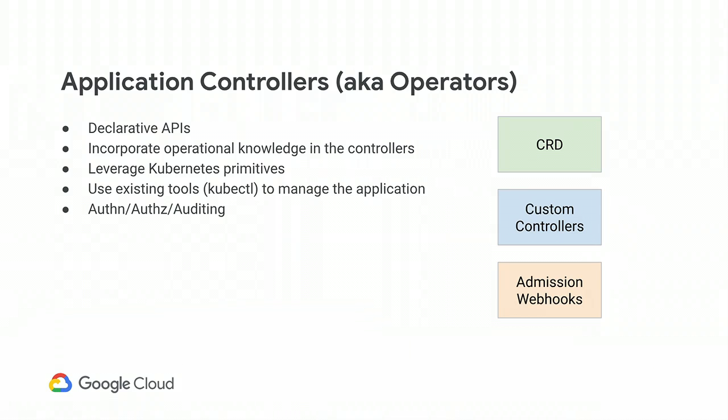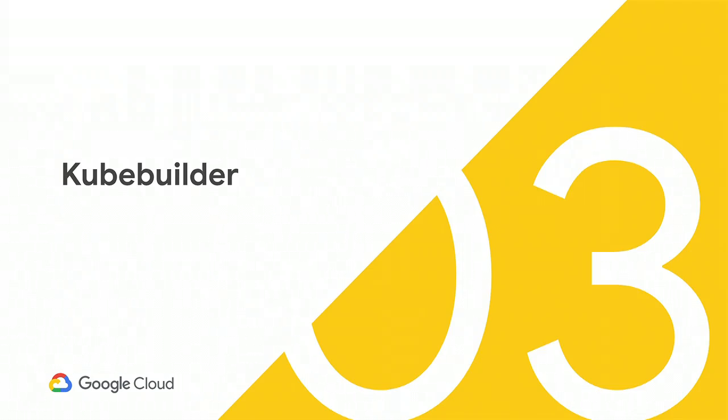Once you have that, you use the existing tools like kubectl to manage the application. So to the end users, it's pretty much a built-in API for them. And that's the whole idea. And you get all the other features like authorization, authentication, and auditing that come with the API for free. So with that, we now know these are the primitives available, and you can build your custom controllers, application controllers, to manage your application. Now let's look at how we can do that.